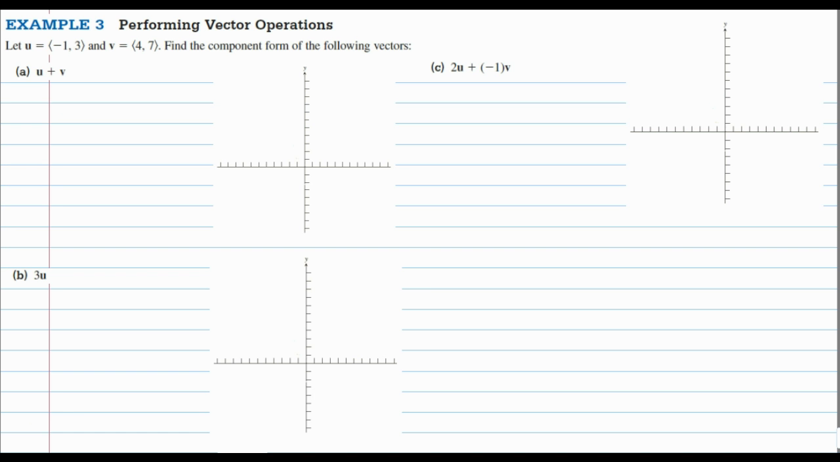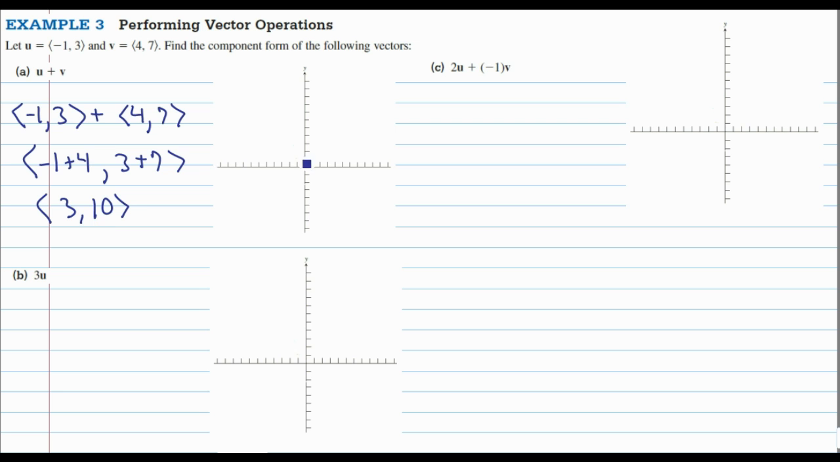Example 3 asks us for a couple of applications. So we're going to perform vector operations. We're going to let u equal -1 comma 3 and v equal 4 comma 7. Part A asks me to add those two vectors together. So numerically what's happening to u plus v is that -1 and 4 are getting added together, and then 3 and 7 are getting added together to make the resulting vector u plus v 3 comma 10.